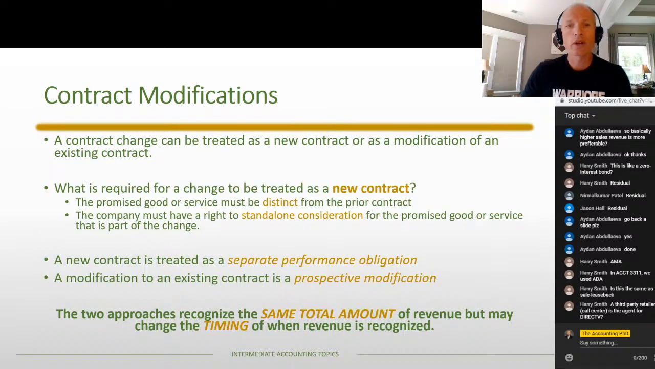Key though, whether it is a new contract or a modification of an existing contract, it does not change the total amount of revenue, but it absolutely could change the timing. So just be aware of that. It doesn't change the amount, but it could change the timing.